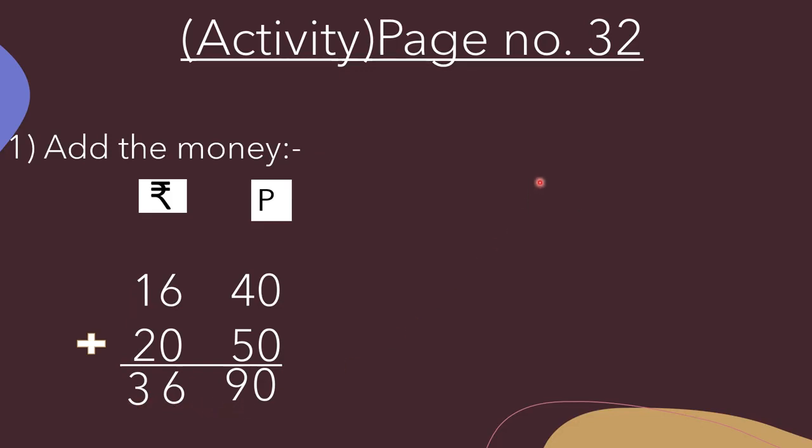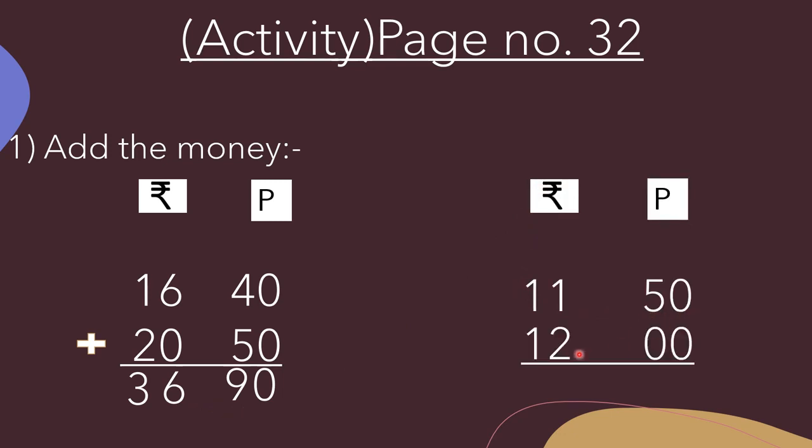Now in the next question, it is given 11 rupees 50 paise, and we have to add 12 rupees to it. So let's start from our right hand side. 0 plus 0, that is equal to 0. 5 plus 0, that is equal to 5. Now 1 plus 2, that is equal to 3, and 1 plus 1, that is equal to 2. So what is the answer, beta? That is 23 rupees 50 paise. Understood?